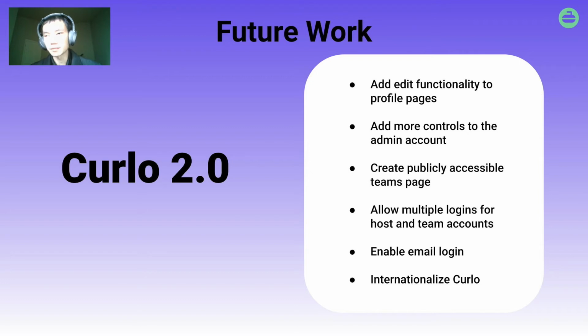While the Curlo system is fully functional, there are a few more features that may further enrich the user experience. Version 2.0 is planned to come with the ability for teams and hosts to edit their profiles. Admins will now find a richer user interface to manage the backend data. Team profile pages will get a public view for any visitors to see. Also arriving in version 2 are more options for logging in, such as via email and password. And last but not least, internationalization is also featured in 2.0.